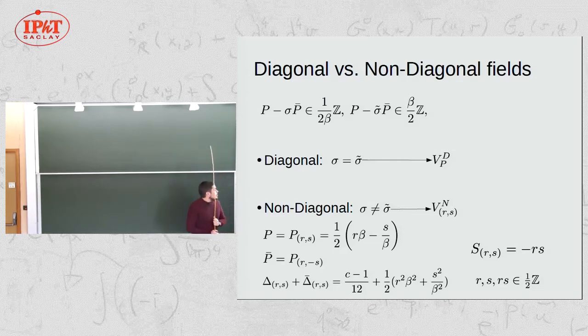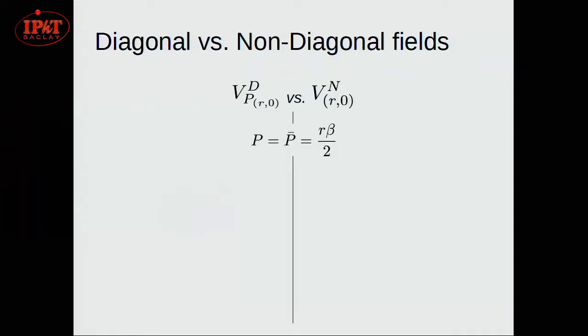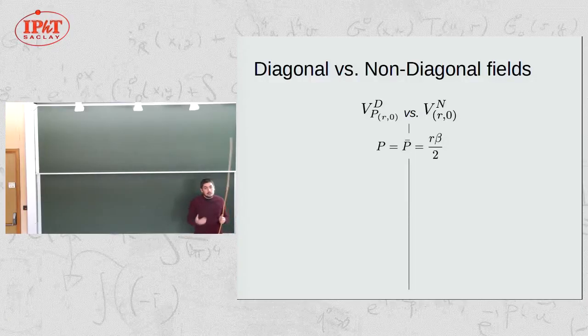But notice that it is not enough to know the momenta of a field to identify it as diagonal or non-diagonal, because we could have, for instance, a non-diagonal field in which the s index is 0, and thus its left and right moving momenta will be the same. So let me show you in this case what really will distinguish the diagonal field of momenta p r0 and the non-diagonal field of indices r and 0 is the fusion product with the degenerate fields.